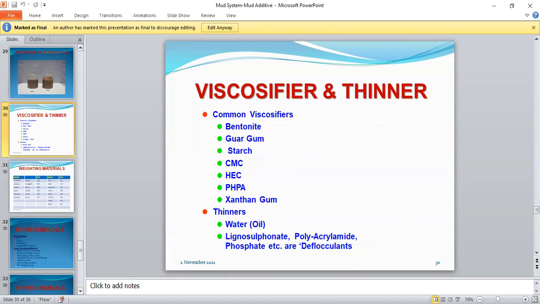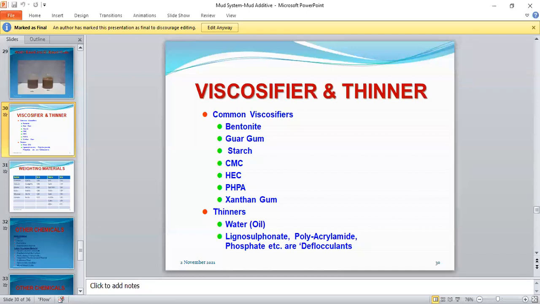We have guar. Guar is a kind of clay that can give you viscosity in salt water and also in fresh water. But the viscosity of guar is short-lived. After 5 or 6 hours, it will turn to water. You won't have it again. So when you mix guar, you use it immediately.